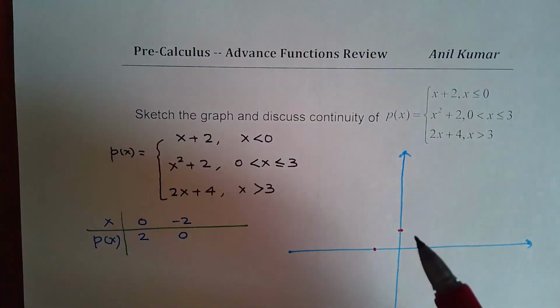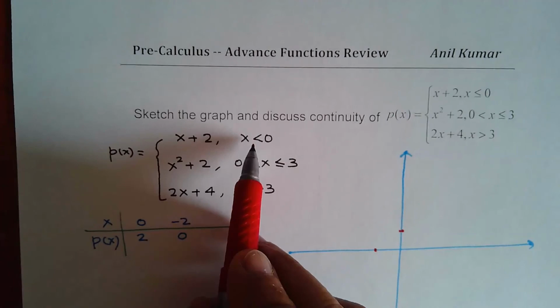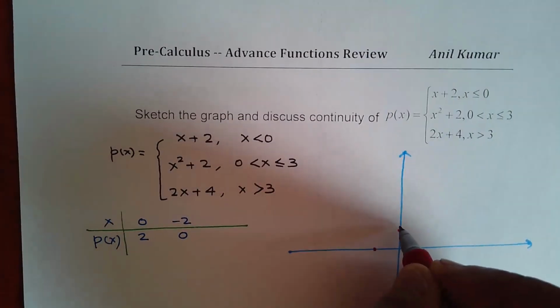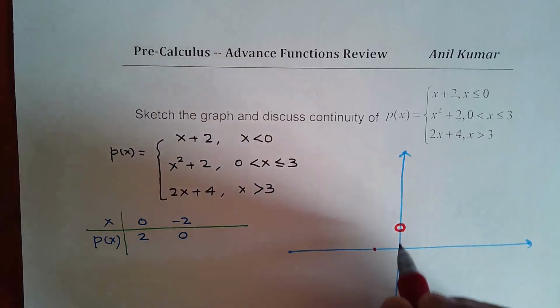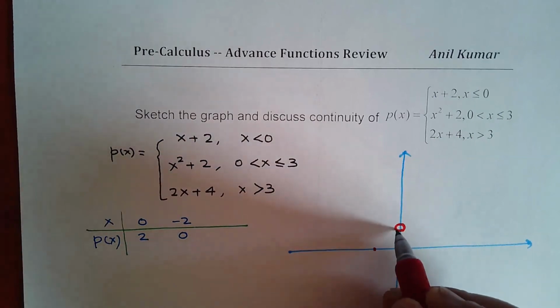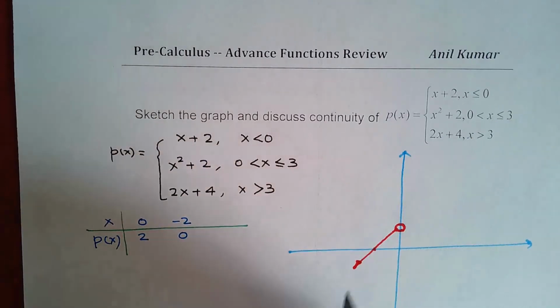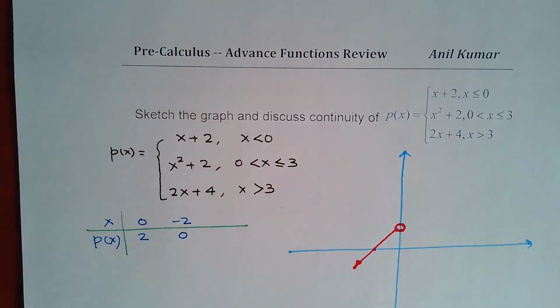The slope of 1 indicates this. Now here, the value is less than 0, so we'll make a hole here, so that this point is not included, and draw the graph with an arrow. So that indicates less than 0. Is that part clear? Perfect.